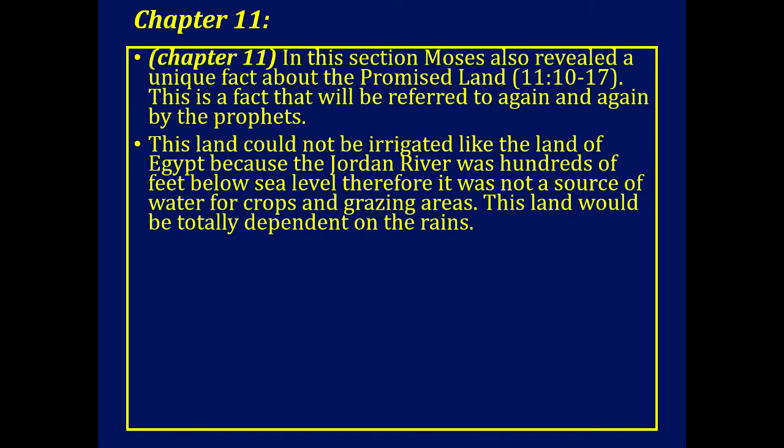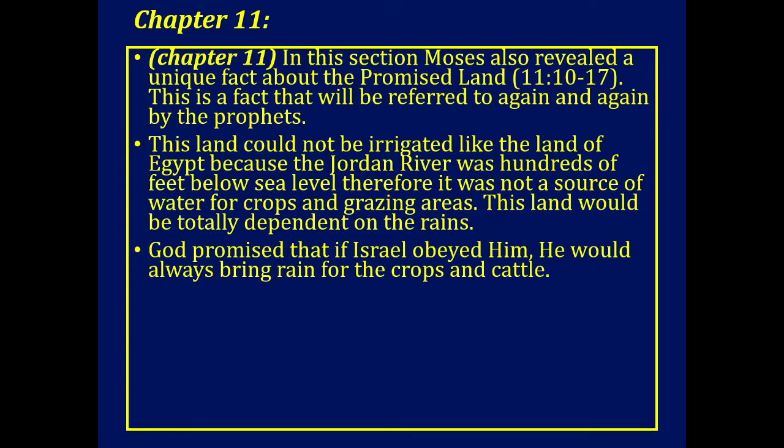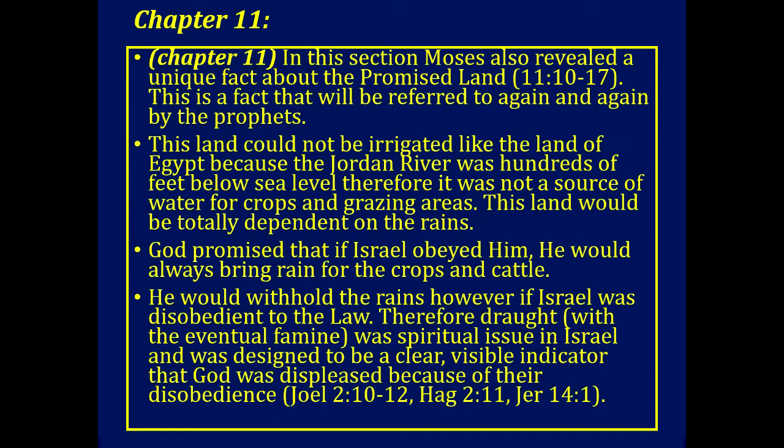This land could not be irrigated like the land of Egypt because the Jordan River was hundreds of feet below sea level. Therefore, it was not a source of water for crops, grazing areas. This land would be totally dependent on the rains. Okay? This was important for them to understand. God promised that if Israel obeyed Him, He would always bring rain for the crops and cattle. If they disobeyed, however, then He would withhold the rains, and Israel's disobedience to the law, and therefore drought with the eventual famine, would reflect the spiritual issue of Israel as a result.